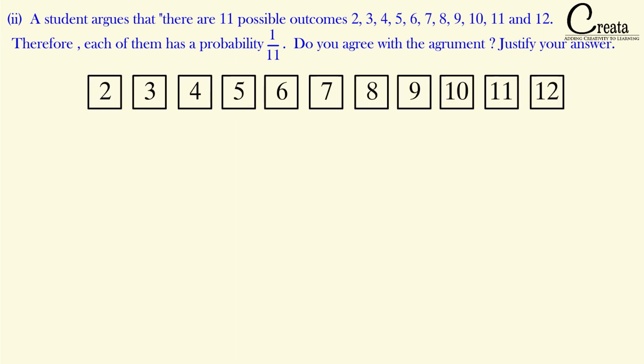Here in part 2, a student argues that there are 11 possible outcomes of any of the experiment. You can take this experiment of die. That is, we are getting 2, 3, 4, 5 up to 12. These all are the outcomes. We can also compare this with the case of the die. That is, we are getting total 11 outputs from the addition 2 to addition 12. So the student is saying the probability of each event or each output is 1 by 11.